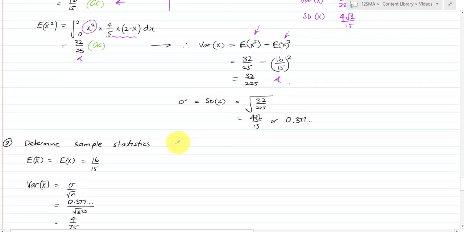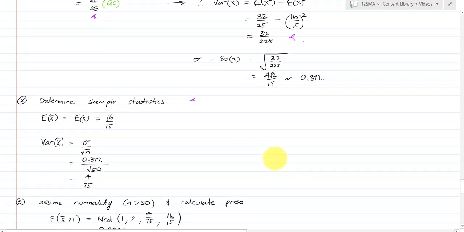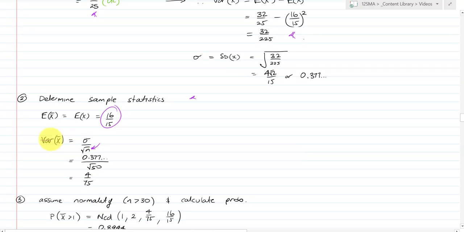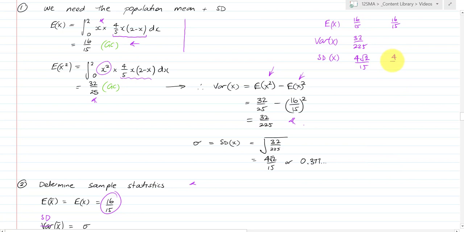Now, step 2 is to determine the sample statistics. So E of x bar, they're equal, but my variance is affected because I've got to take n in now. So I've got my variance and my standard deviation from the previous question. This shouldn't be variance, it should be standard deviation, which is that one there. And I use 0.377, but it's 4 root 2 over 15. When I divide 4 root 2 over 15 by the square root of 50, it turns out I get 4 over 75, which will be root 50 times smaller than the original standard deviation.